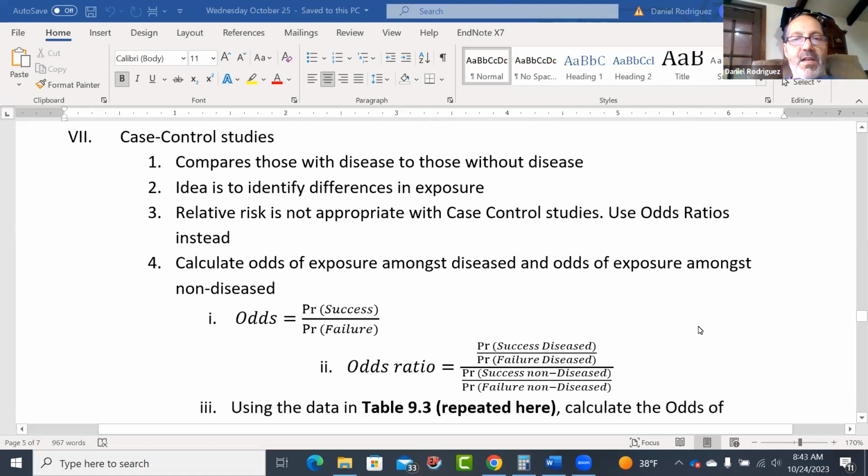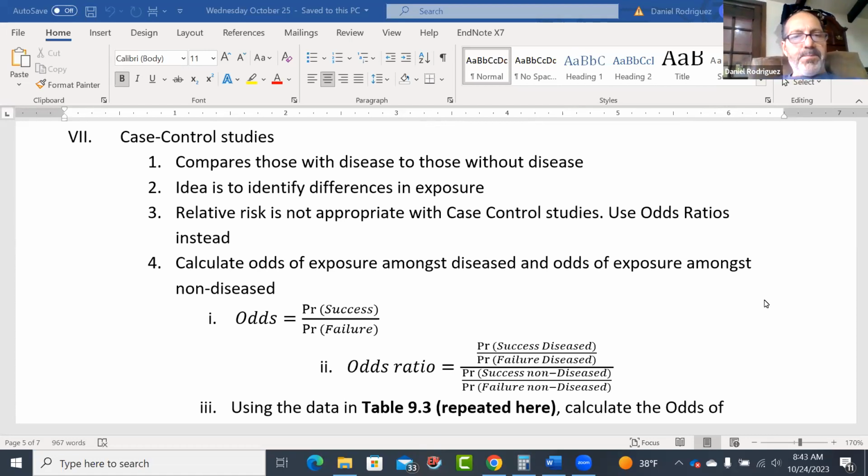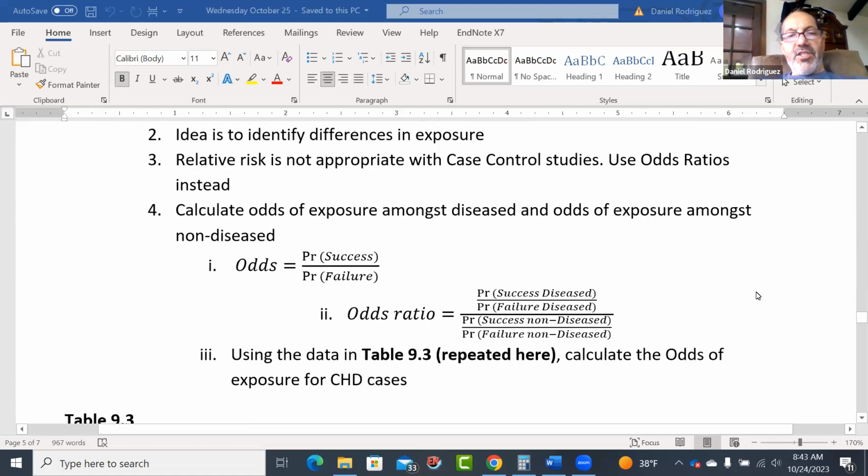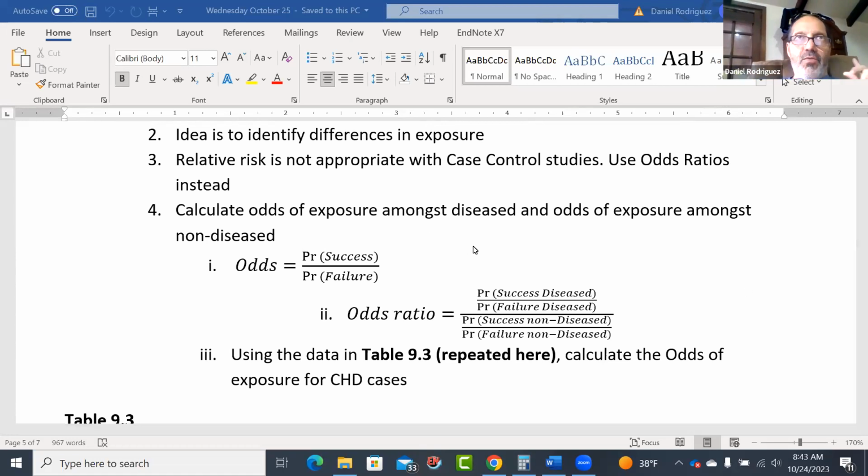So you want to identify exposure, but because we're going backwards, we cannot use relative risk here. Relative risk means new cases, and these individuals are already cases. So you can't use that. It's just logic. So we calculate the odds ratio instead. You can use the odds ratio both in cohort studies and in case control studies.